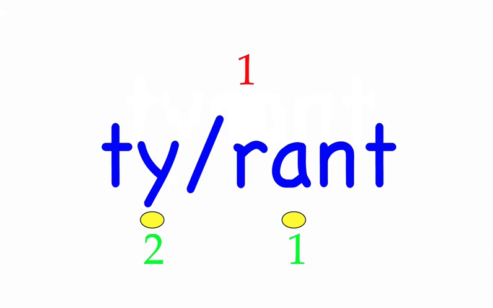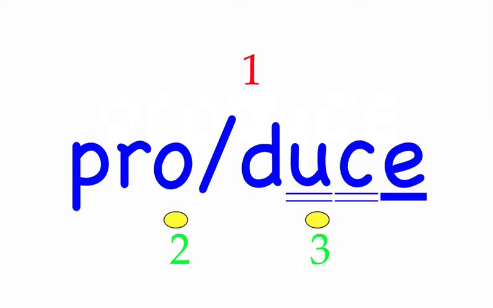Row 4, produce. The produce at the store is excellent. Pro, 3 sounds: P, r, o. Deuce, 3 sounds: D, u, s. Produce. Mark the word.